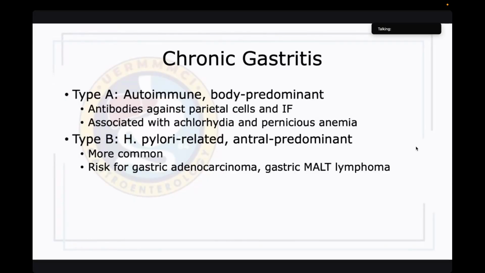Type B gastritis is H. pylori related, so it is more common than type A. It is antral predominant, but unlike type A gastritis, where the common site is the gastric body and the antrum is spared, in type B the body and fundus may also be involved later on. So pangastritis is not unusual, but it would take several years, around 15 to 20 years. And as we all know, infection with H. pylori is also associated with the development of gastric MALT lymphoma and adenocarcinoma.